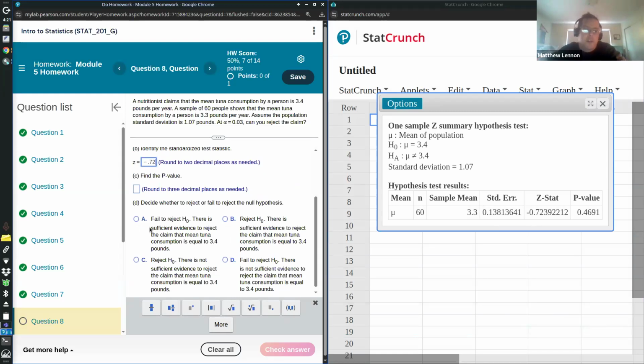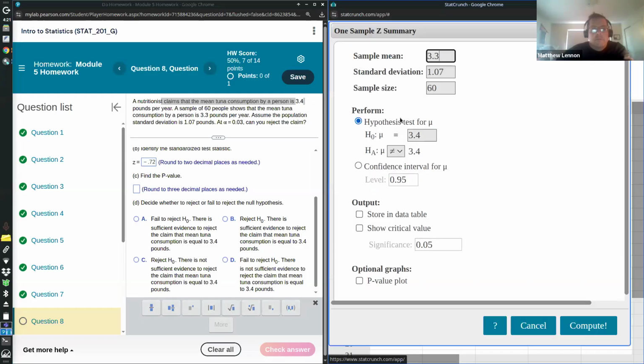Yeah, 3.3 is the average from the sample. And right up here at the top, the claim is that it's 3.4. So we're testing against, I put as my sample mean 3.3, and my hypothesis number is 3.4. Because the claim is that the population stat is 3.4, and we're using this sample to see if we got something unusual or not.